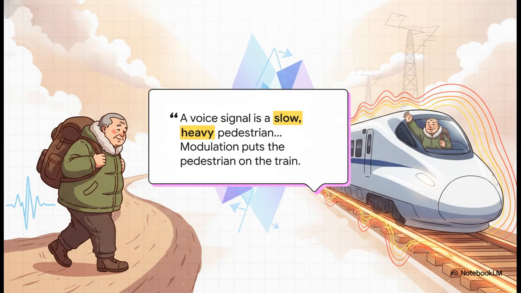I absolutely love this intuition-building analogy. Think of your baseband message, like a standard human voice, as a slow, heavy pedestrian. It literally cannot travel far on its own over the airwaves. It just doesn't have the energy. On the flip side, you have a high-frequency carrier wave. That's your express train, flying along at millions of cycles per second. Modulation is simply the process of buying a ticket and putting that pedestrian onto the train. We're letting our slow, everyday message reshape some physical property of that lightning-fast carrier wave.